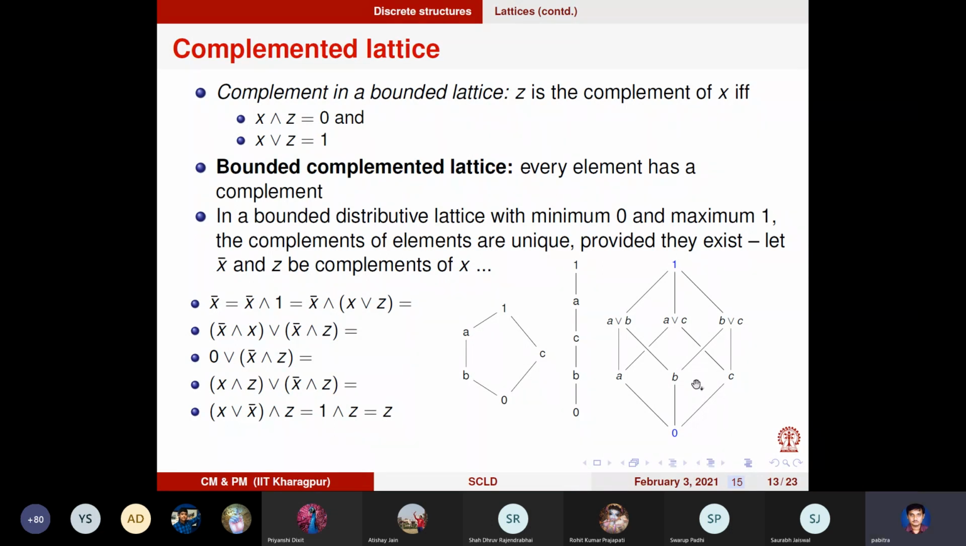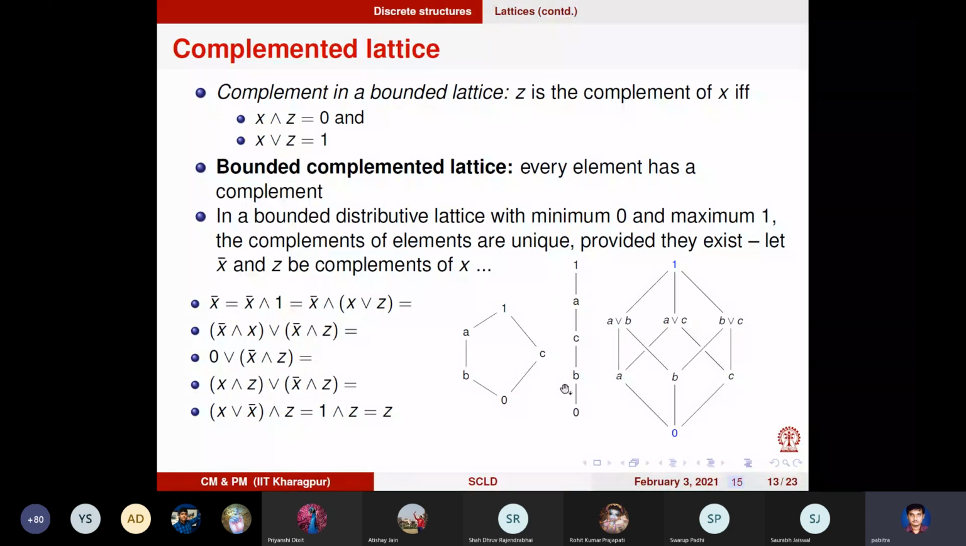Okay, now let us see. Among these three lattices, which two are distributive lattices? Can you tell? The first one is not distributive. Why did you say? C has two complements. Very good. So there has to be only one complement.